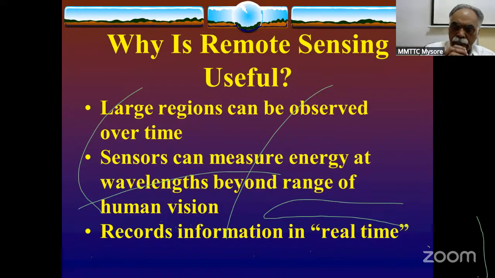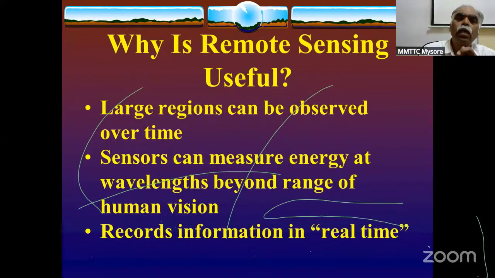It records information in real time, because real-time data is very difficult to get. At the same time, all the information, all the places, at different time periods. Real-time data is a very difficult thing. You can see what is happening right now in any part of the world, whether it is over the sea, over the land, or over any city. That can be obtained without any delay. So that is recording information in real time.